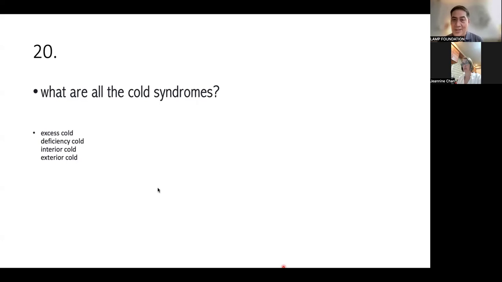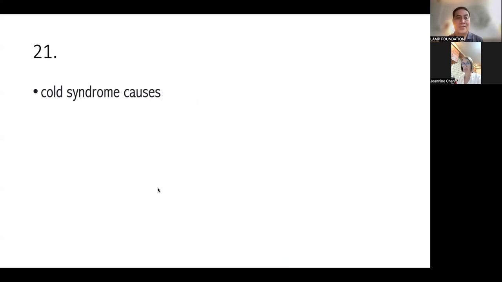Excess cold, deficiency cold. So if it's excess, the opposite is interior cold, exterior cold. What are the causes of cold syndrome? Now, this one you know. It refers to the pathological change in the body which is caused by a cold pathogen invasion or yang deficiency and yin excess.